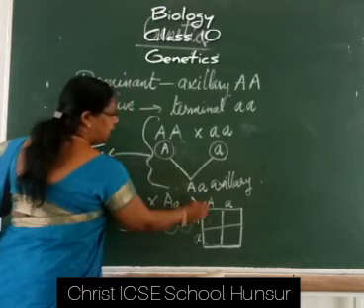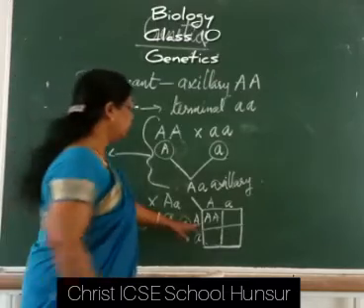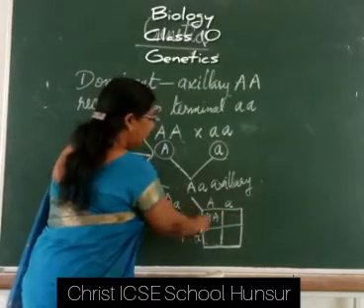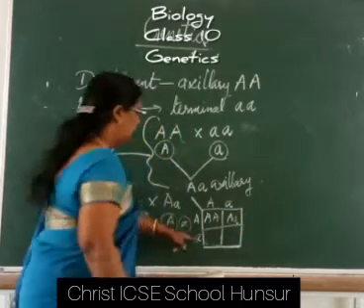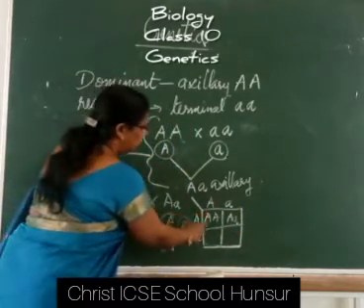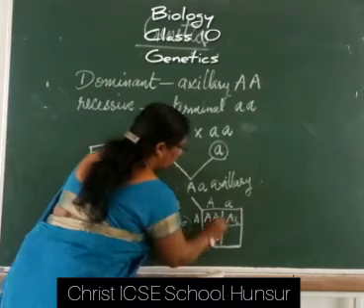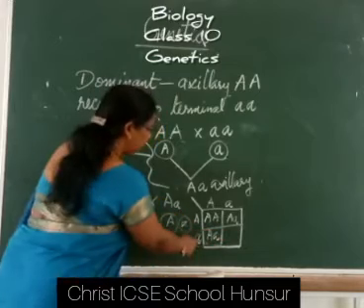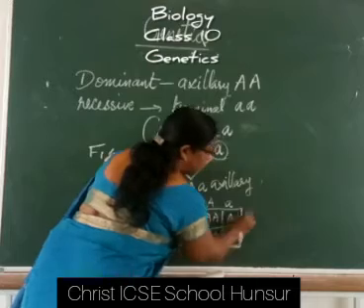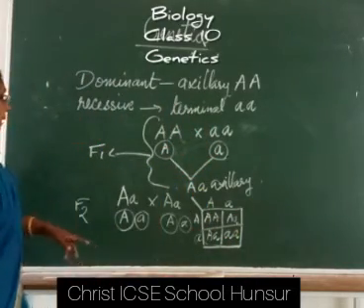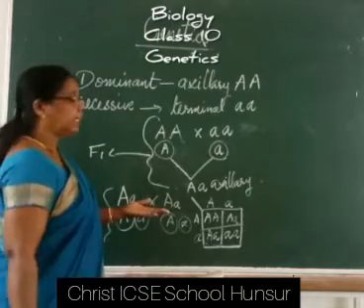Yes, this one, capital A, capital A. Going to this column, capital A, small a. And coming to the third column, capital A, small a. And coming to the last column, small a, small a. So this is called the F2 generation, that is the second generation.